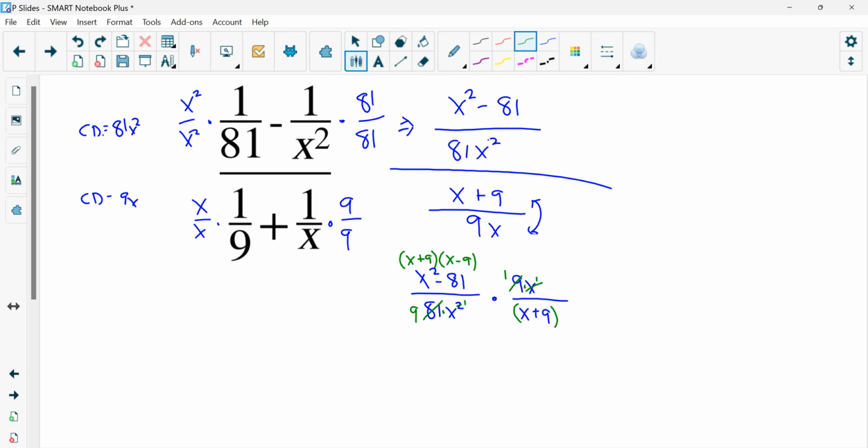And what's the other thing that can cancel out then? The x plus 9 with the x plus 9. So what are we left with on the top then? x minus 9 on top. And we're left with, on the bottom, 9 times x to the first. And then our restriction would be x cannot equal 0, because 0 squared is 0, and then negative 9.